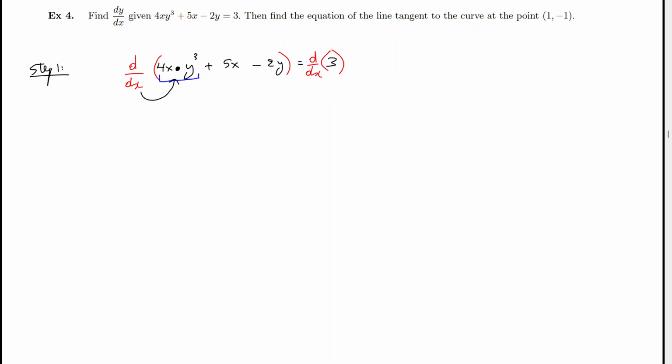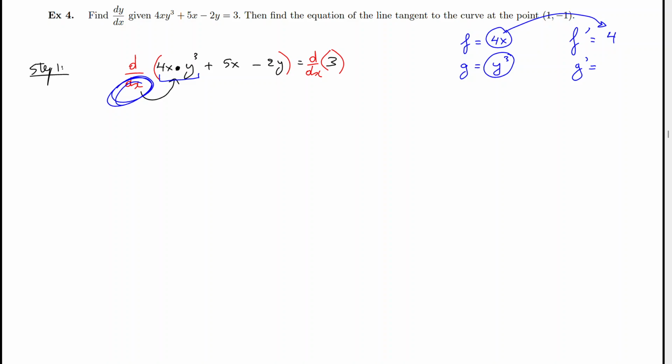And so let's write down the parts of it on the side. What is the f and what is the g? The f is 4x, the g is y cubed. And we need f prime, we need g prime as well. And the f prime and the g prime are the derivatives of 4x, which is just 4. And the derivative of y cubed, remember, with respect to x, is going to be 3y squared, and then dy over dx, the derivative of the inside.